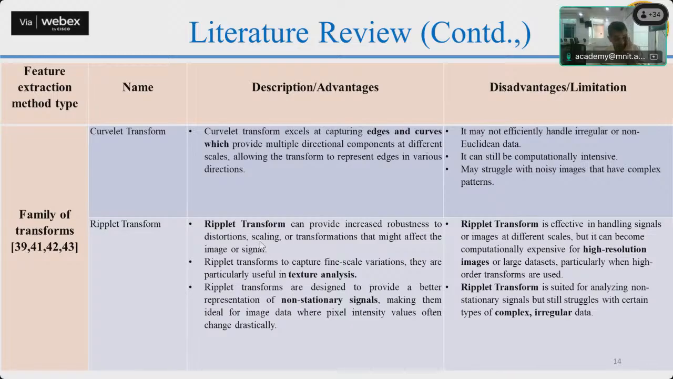Regarding the curvelet transform, it excels at capturing edges and curves, providing multiple directional components at different scales, allowing the transform to represent edges in various directions. So what is the disadvantage? As it captures edges and curves, it can still be computationally intensive. It struggles with noisy images that have complex patterns.